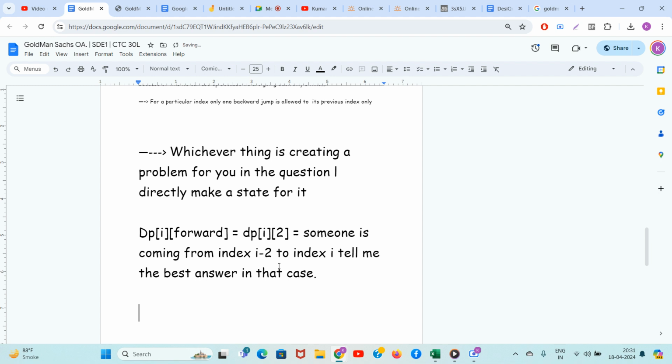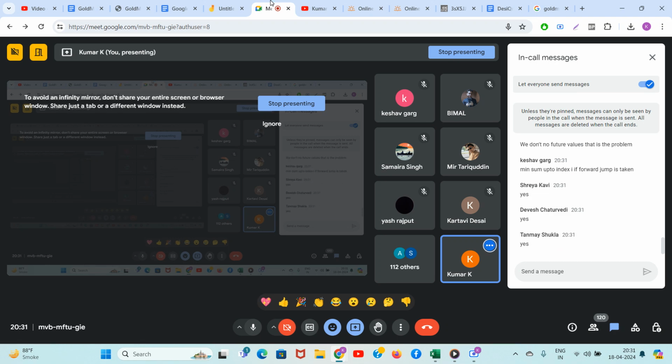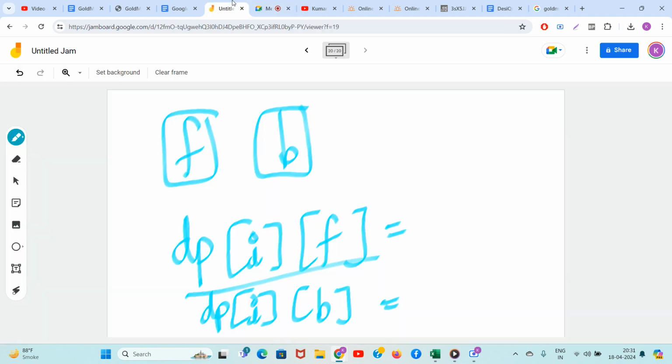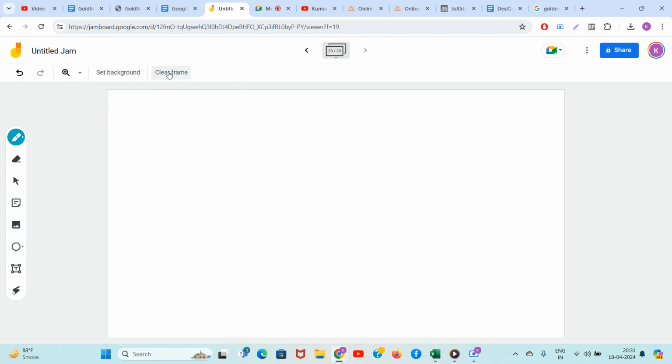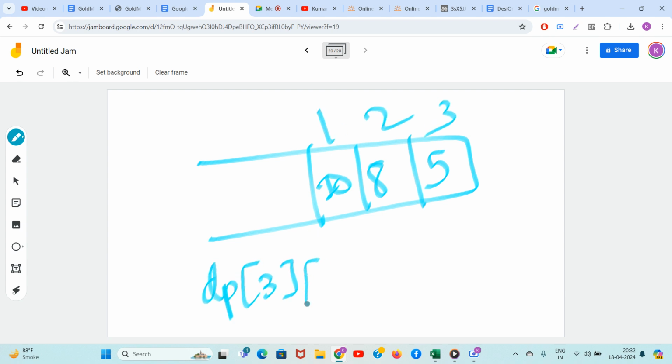Everyone write yes in the chat if they understood the meaning of DPI forward. Yeah, that's why we are doing this. Guys, what is the meaning of DP of I forward? If this is index I, let's say this is 5, this is 8, this is 10. Index 1, 2, 3. Guys, what will be DP of 3 forward? DP of 3 forward means you are reaching 3 with a forward jump. Means you are reaching 3 like this. Like this kind of jump you are making and reaching 3. So it will be 15.